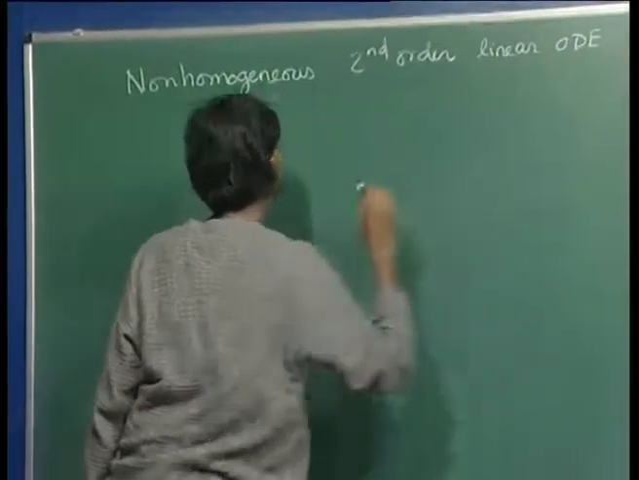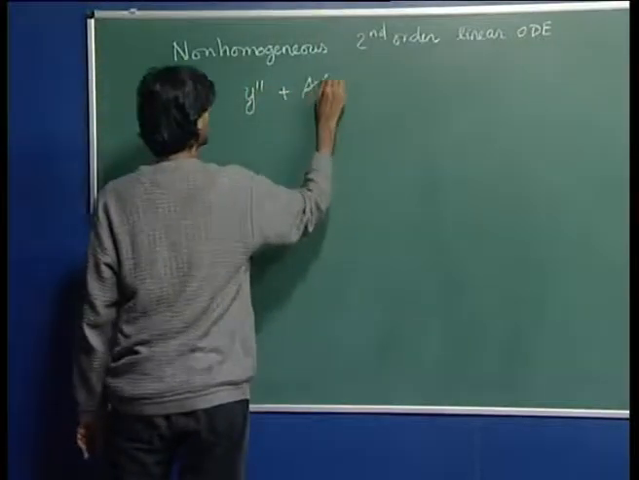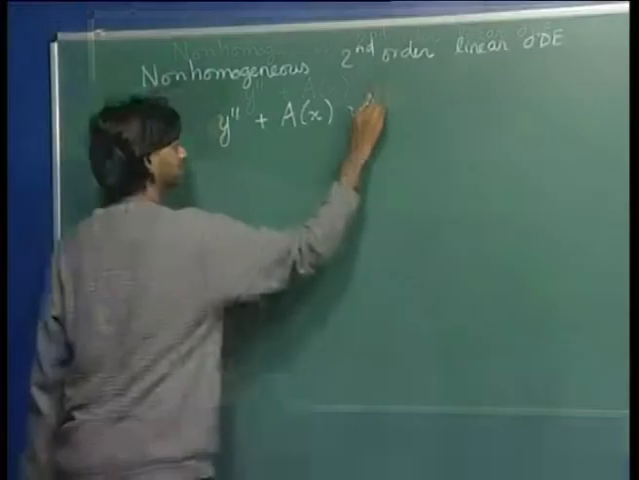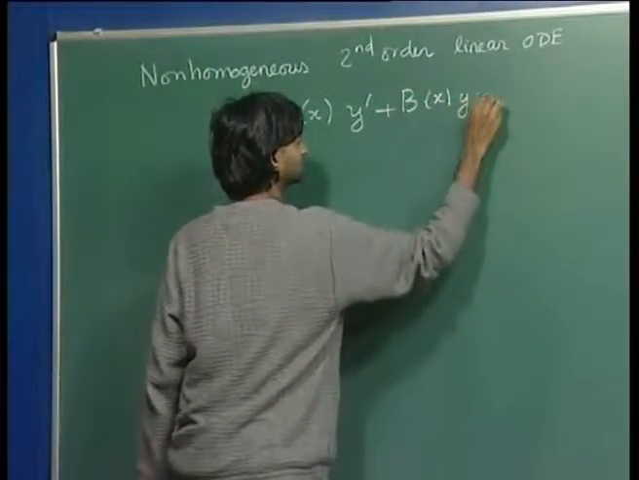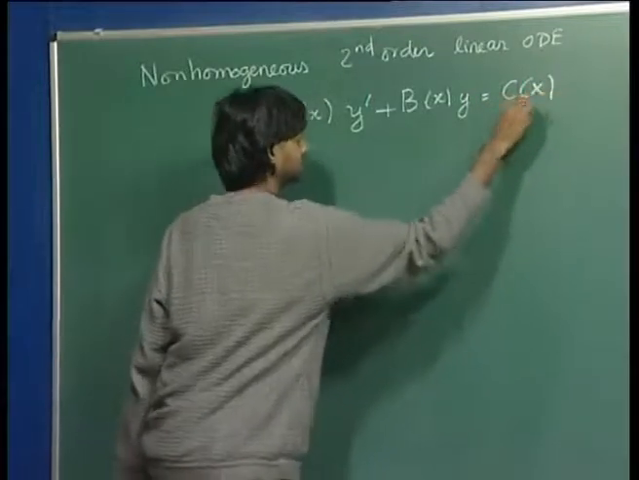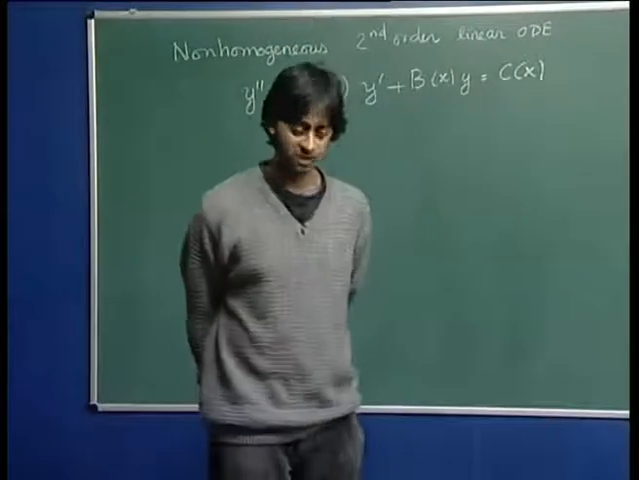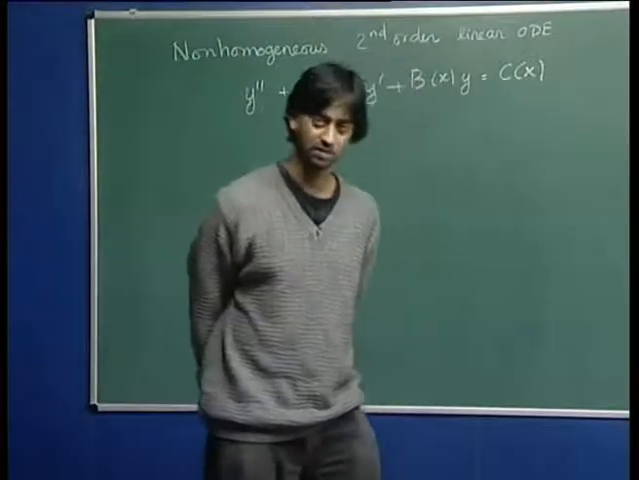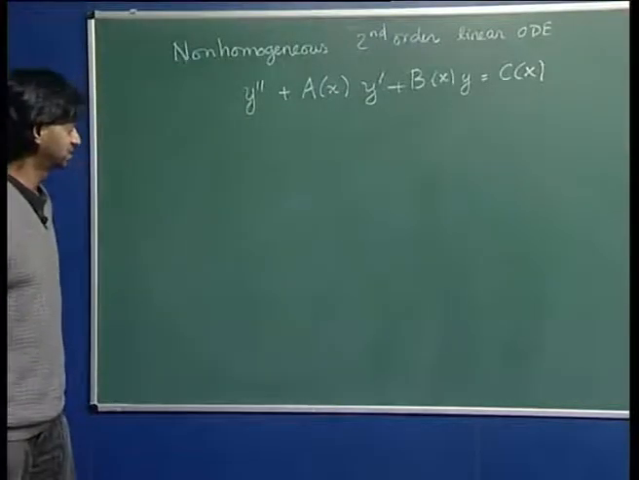Suppose you have this of the form y double prime plus a of x y prime plus b of x y equal to c of x. So, if c of x is 0, it becomes a homogeneous differential equation. If c of x is not equal to 0, then it becomes a non-homogeneous second order linear differential equation.